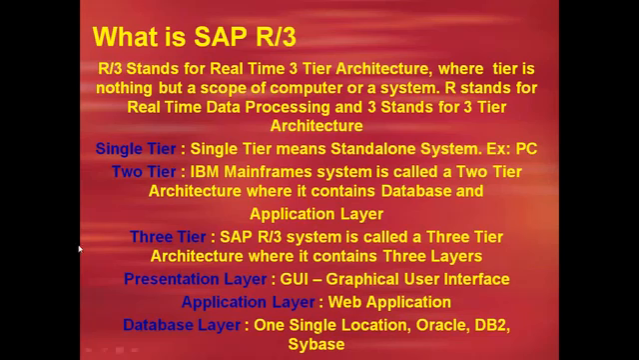Next, 3-tier architecture. The SAP R/3 is a 3-tier architecture. It is divided into 3 layers. The presentation layer, graphical user interface, GUI, application layer, web application, and database layer, Oracle, DB2, Sybase, etc.